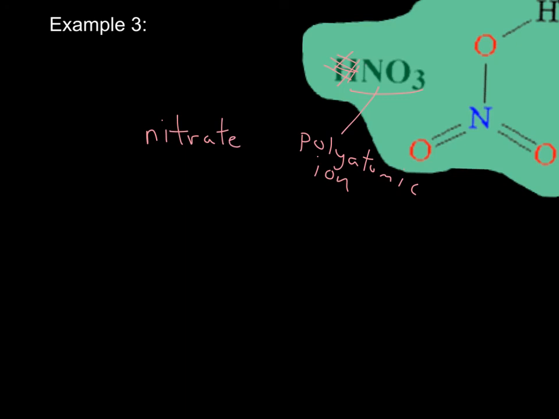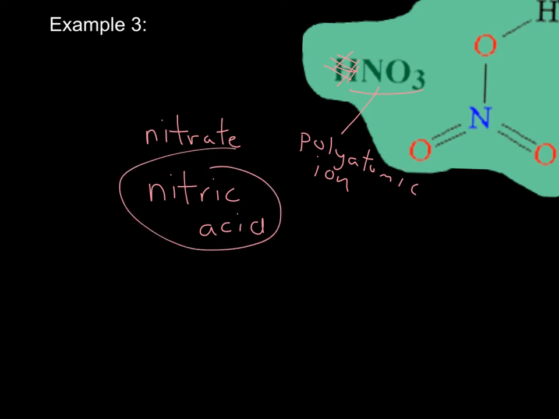Now, if you remember, I ate ick and got ate us. The ATE gets dropped, and instead we substitute an IC. So this becomes nitric, and of course we have to write the word acid. Nitric acid is HNO3.